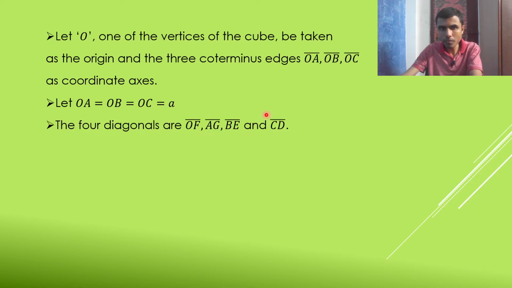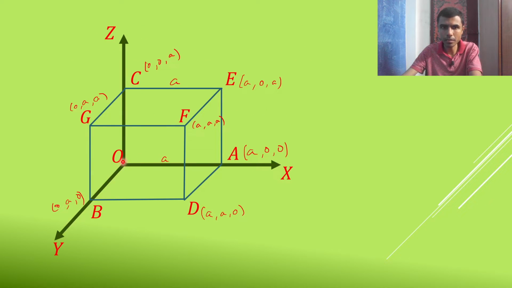So what are the diagonals? One diagonal is OF, from O to F. If I draw it, it will become a bit clumsy, but still if you want to see, O and F, this is one diagonal. Next diagonal will be AG. It will be good if you imagine your room to be a cube. Now you can connect from this corner of the room to that corner of the room. Next, for B it's going to be E, and for D it's going to be C.